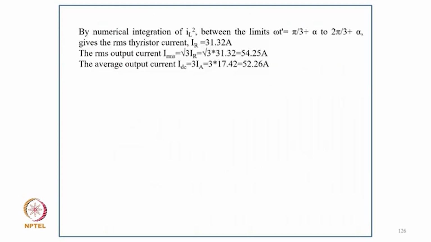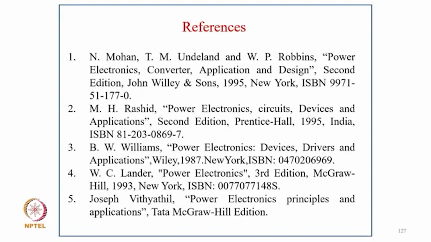the thyristor current Ia equal to 17.42 ampere. And by numerical integration of IL squared between limits omega t dash pi by 3 plus alpha to pi by 3, thyristor RMS current is Ir equal to 31.12, and RMS output current is root 3 Ir, that will become 54.25, and average output current Idc equal to 3 Ia, that will become 52.26 ampere.